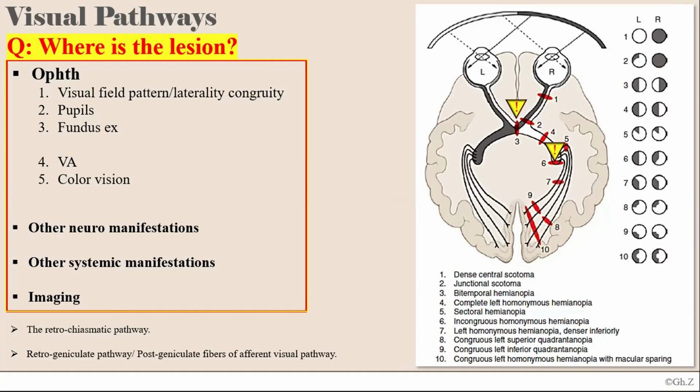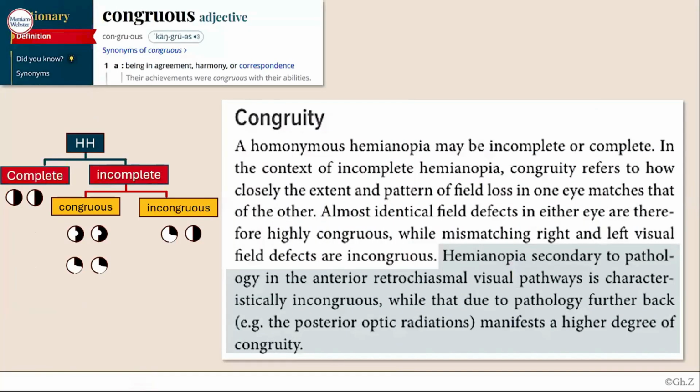So what does it mean, this term, retrochiasmatic pathway? It means the pathway along the optic nerve, lateral geniculate body, optic radiations. And what do we mean by retrogeniculate pathway? It means the pathway after the lateral geniculate body. Here, this slide is about congruity. This term applies to homonymous hemianopia. Homonymous hemianopia might be complete, as shown here, or incomplete. And then incomplete can be further subdivided into congruous, like this, exactly the same, and incongruous.